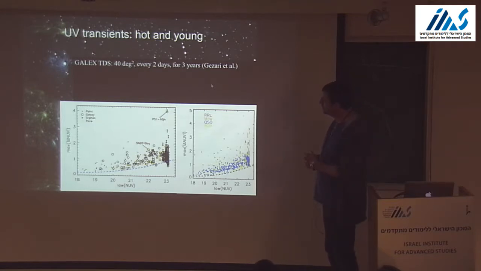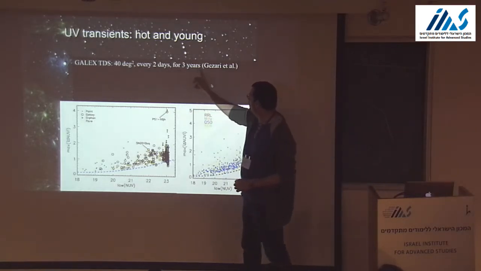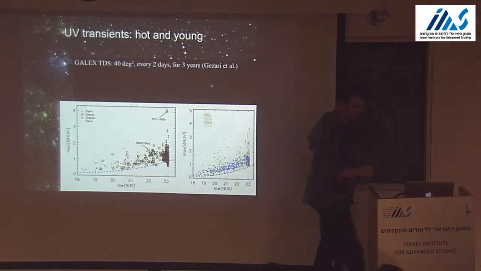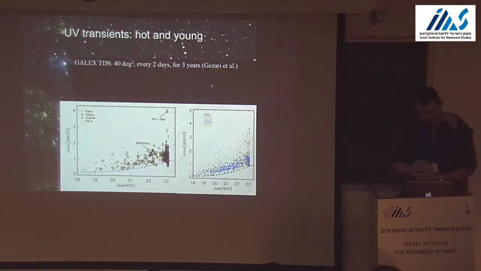So TDS, or the latest version of the survey, was that GALEX was observing 40 square degrees. If you remember what we discussed in the optical, this is small, right? It's a small patch of sky. The ZTF detector in a single image covers 47 square degrees. So all of this effort is equivalent to 1 image from ZTF in terms of area. So 40 square degrees every 2 days, and this went on for 3 years. But still very important work.